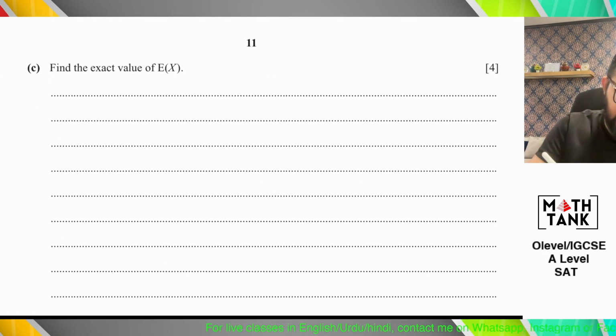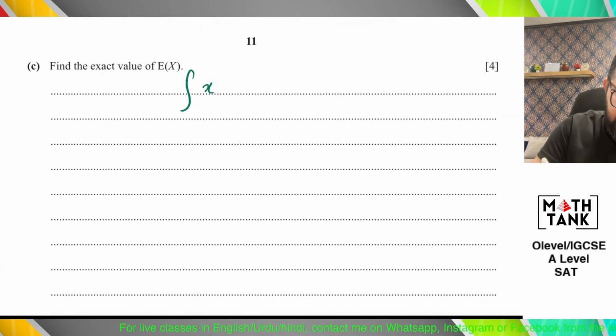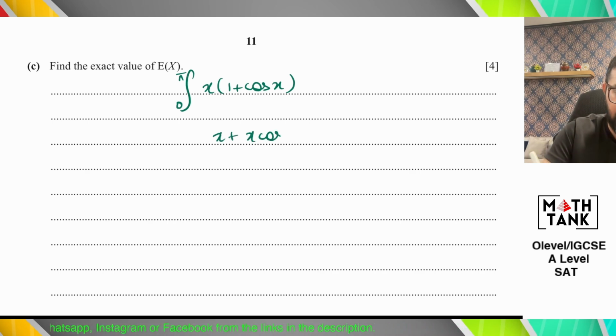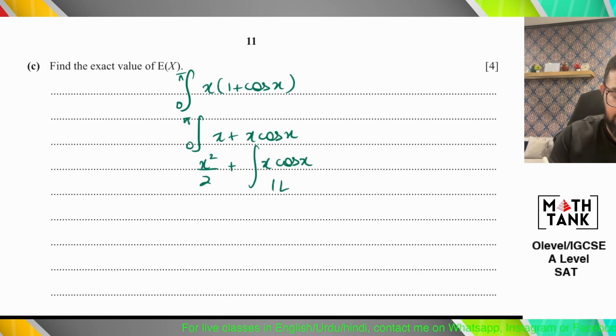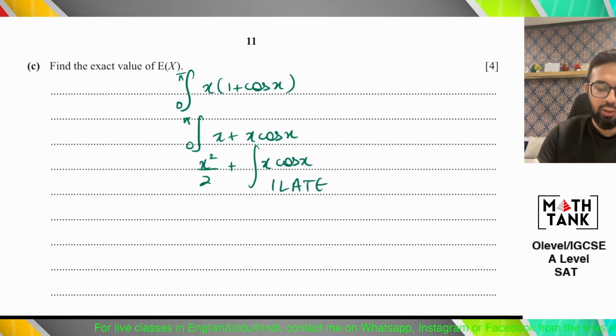Okay, find the exact value of E of X. So x times 1 plus cos x from 0 to pi. That should be a tough question. Why? Because it's going to involve integration by parts. Okay, so I've expanded. This becomes x squared over 2, and for that I introduce integration by parts. I write my ILATE. There's an algebra, there's a trigonometry.